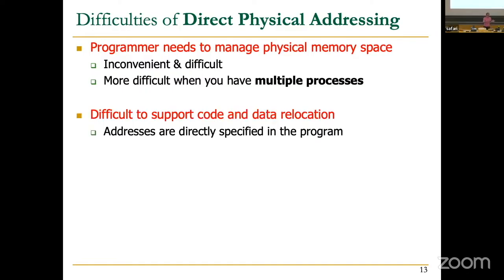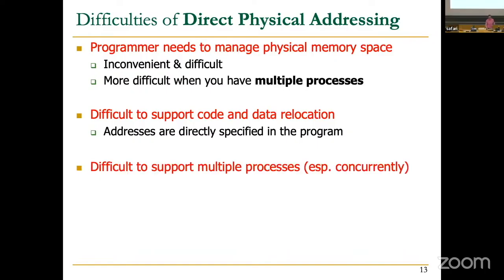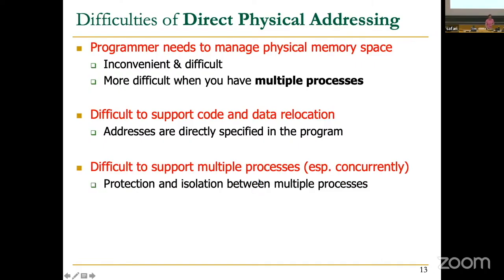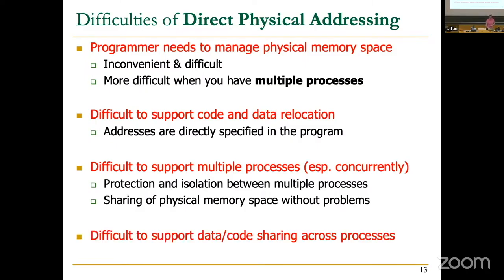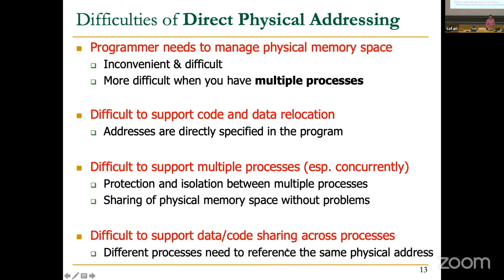You cannot relocate the data easily, or you cannot relocate the data essentially if you don't have some indirection or change of address. It's difficult to support multiple processes, especially concurrently, because you need protection and isolation between multiple different processes. And sharing of physical memory space without problems is not easy to handle. And finally, it's difficult to support actual data and code sharing across processes because different processes need to reference the same physical address. And we talked about that also, right? How do you actually communicate that you are supposed to reference this particular address?